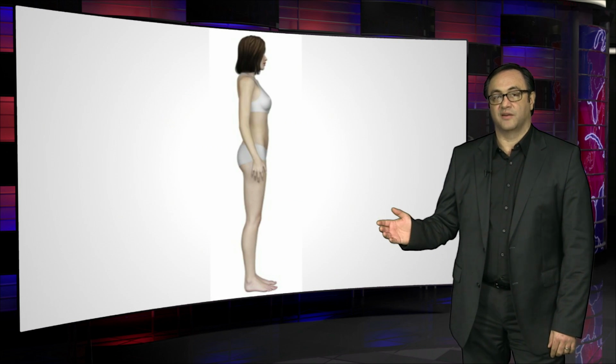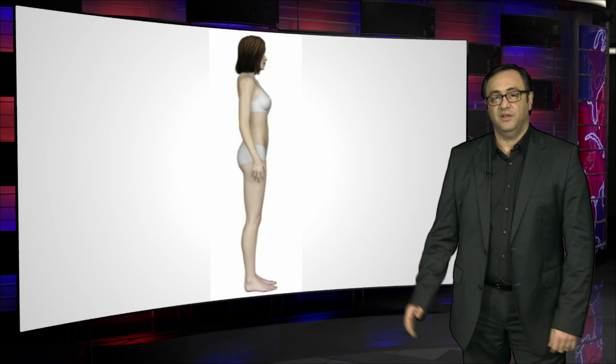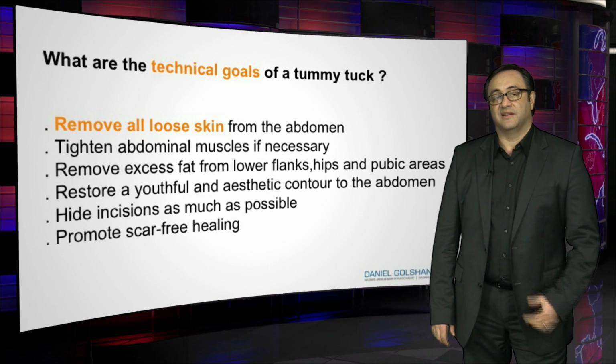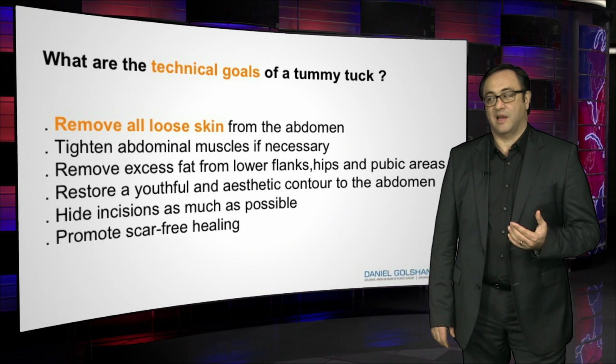In the next slide, we're looking at a diagram of a young female, and I use this to demonstrate what are the aesthetic goals that we try to achieve with the tummy tuck. We want to reach a place where the abdomen is flat, the normal muscle contours are visible, and the abdomen looks youthful. Here in the next slide, we're looking at the technical goals that we have in an abdominoplasty.